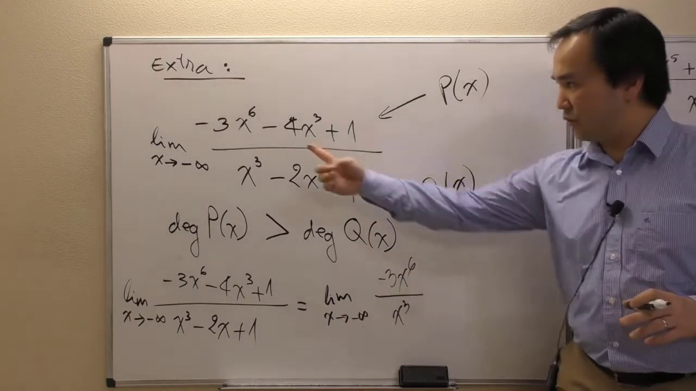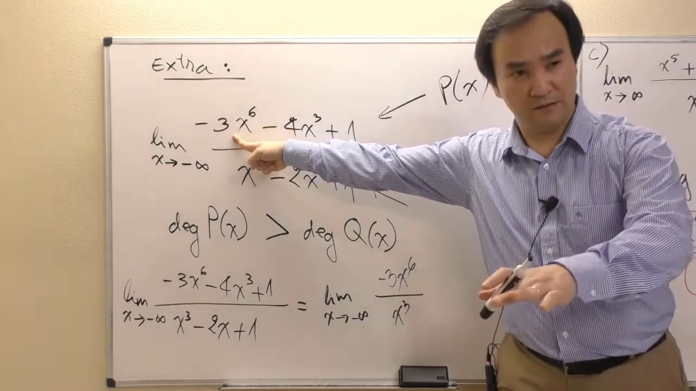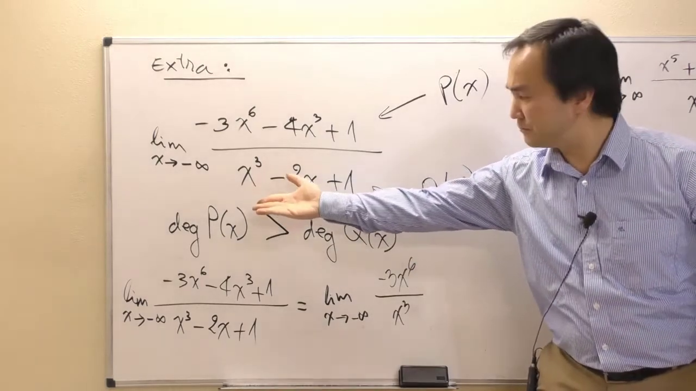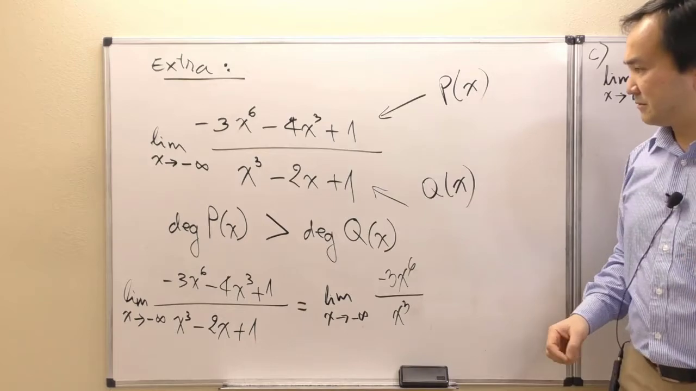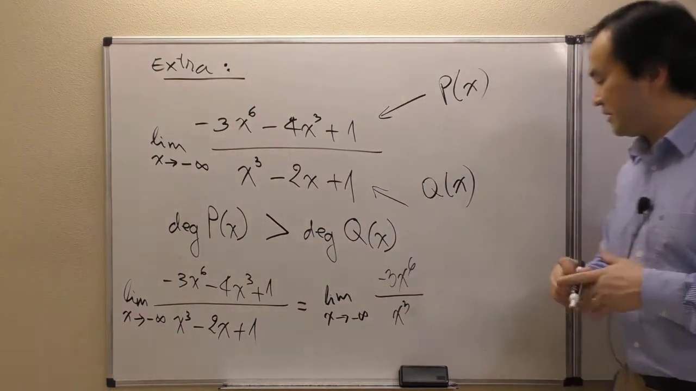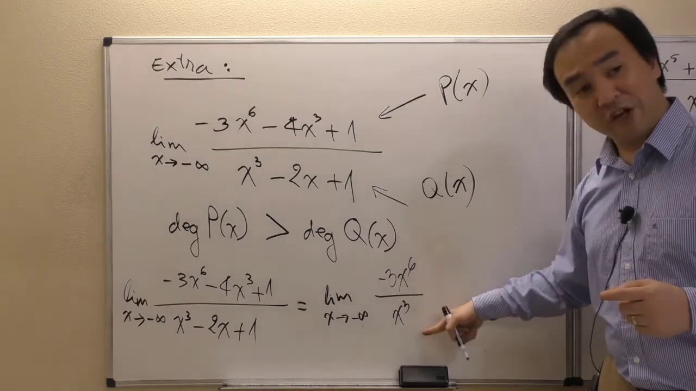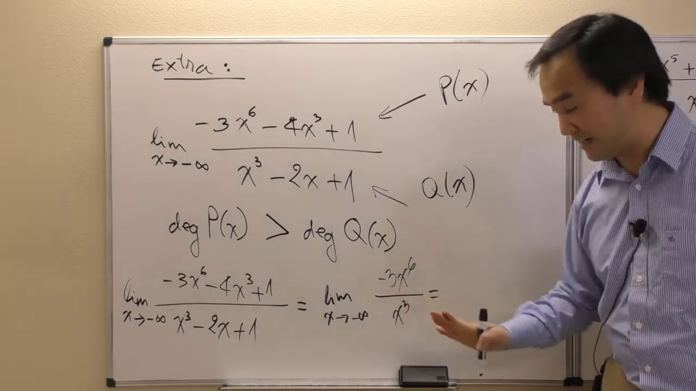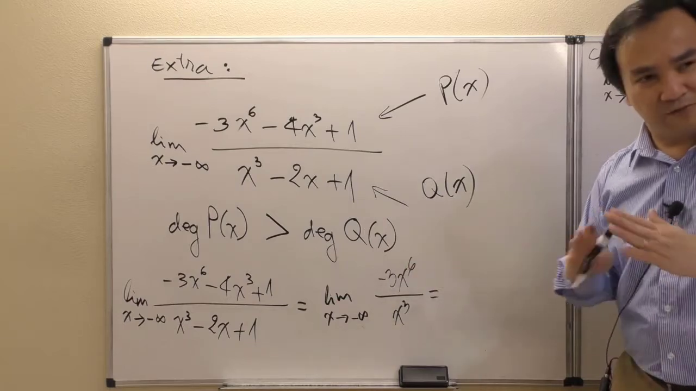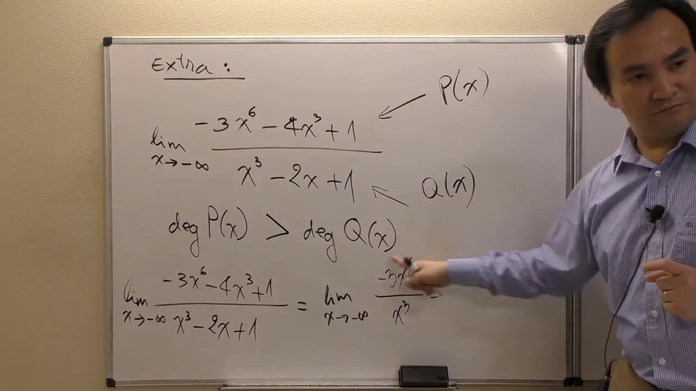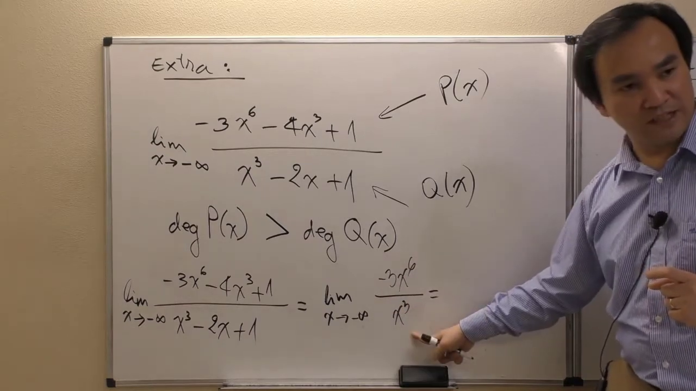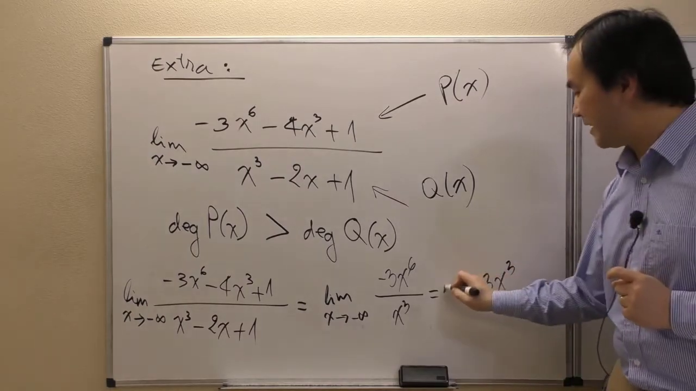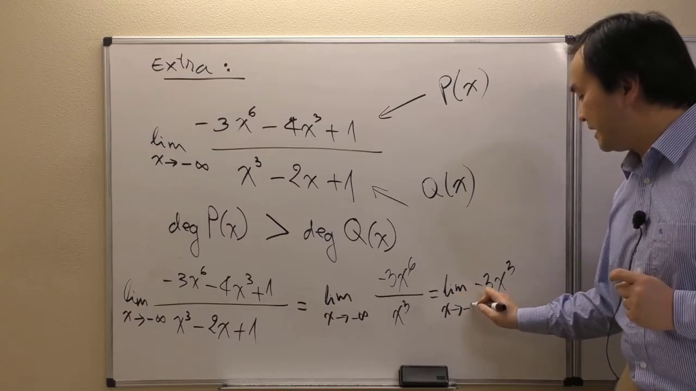Negative 3x to the 6 was the leading term of the numerator polynomial. X cubed was the leading term of the original denominator polynomial. So this final expression is a ratio of the two leading terms. Now we can further reduce this algebraically, and up to this point, even with a very basic amount of algebra, you can still cancel things out just fine. X to the 6 cancels nicely with x cubed in the denominator, leaving behind minus 3x cubed. Now we want to take the limit as x is approaching negative infinity.